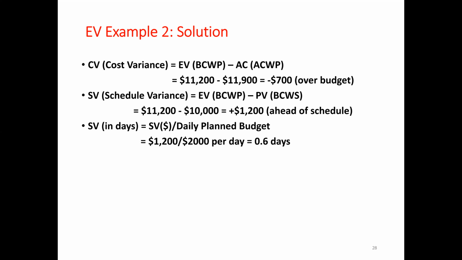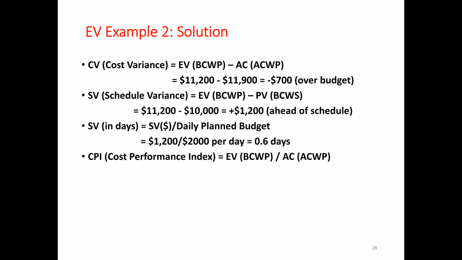Similarly, we can find schedule variance in number of days. For schedule variance, we divide it by the daily planned budget. This value is 1,200 divided by $2,000 per day. Daily planned budget is 2,000 per day. So it means that until now, after 5 days, we are 0.6 days ahead of schedule.